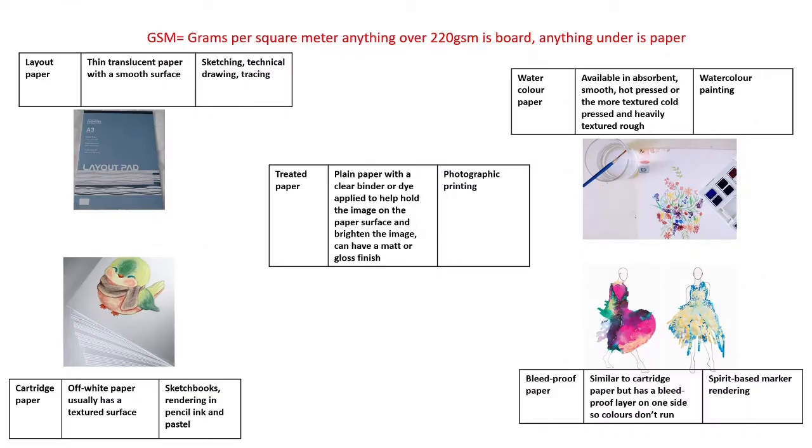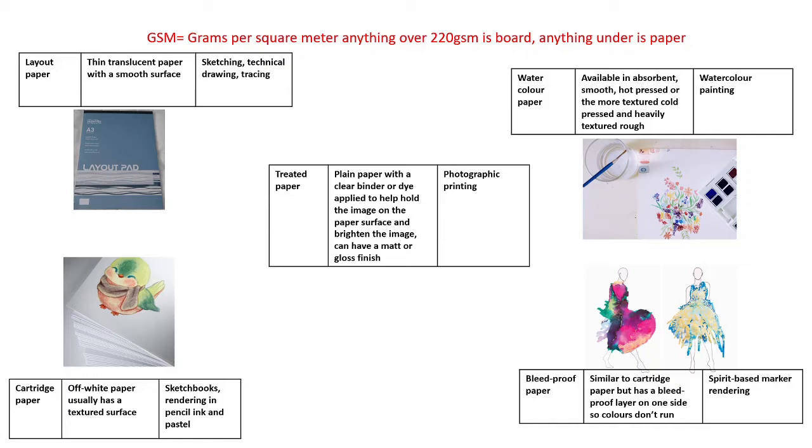The first thing to point out is what we've got written at the top up here, GSM. What that stands for is grams per square meter. That is basically how paper or card is measured, how it is defined. The magic number, depending on where you look, will be different. Some sources say it's 200, the textbook says it's 220. Basically anything under 220 grams per square meter is classed as paper. Anything over 220 GSM is classed as board or card.